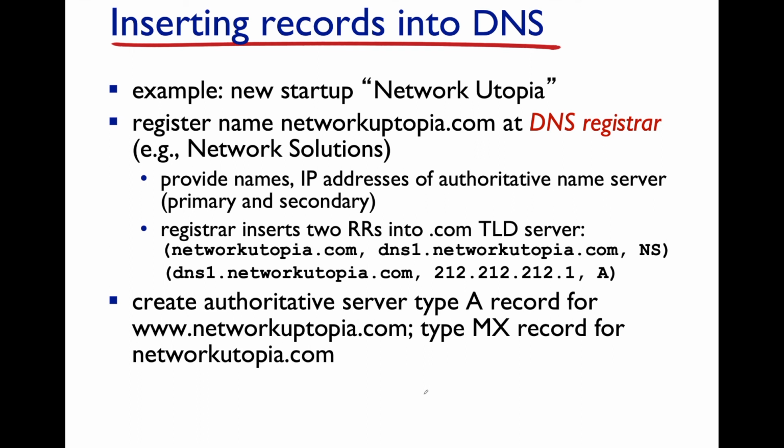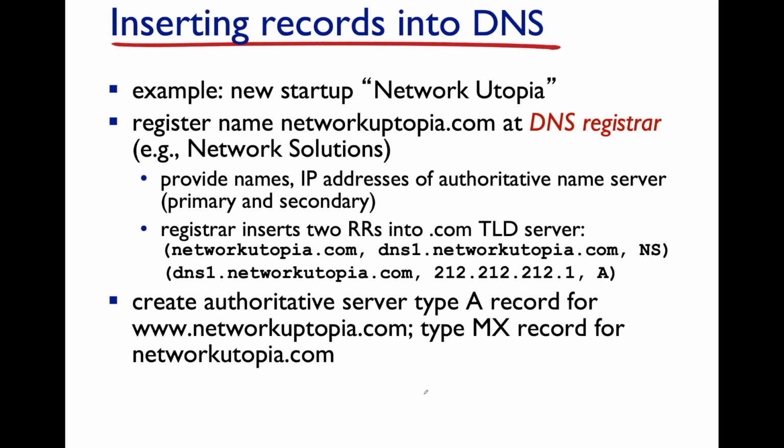Let's say you have a new startup called Network Utopia, and you want to grab your internet real estate. You're going to go to a domain name registrar, for example, like Network Solutions, Namecheap, GoDaddy, what have you. And you're going to say, okay, well, I want networkutopia.com. So you pay the subscription fee to own that domain name, and it's yours. And then what Network Solutions does is provide names and IP addresses of the authoritative name server that's going to be used to map between your networkutopia.com and an IP address.